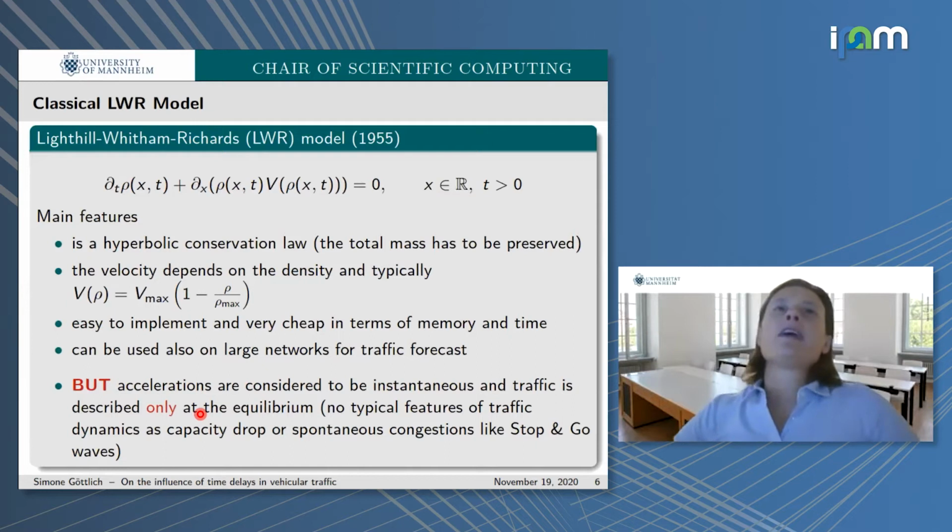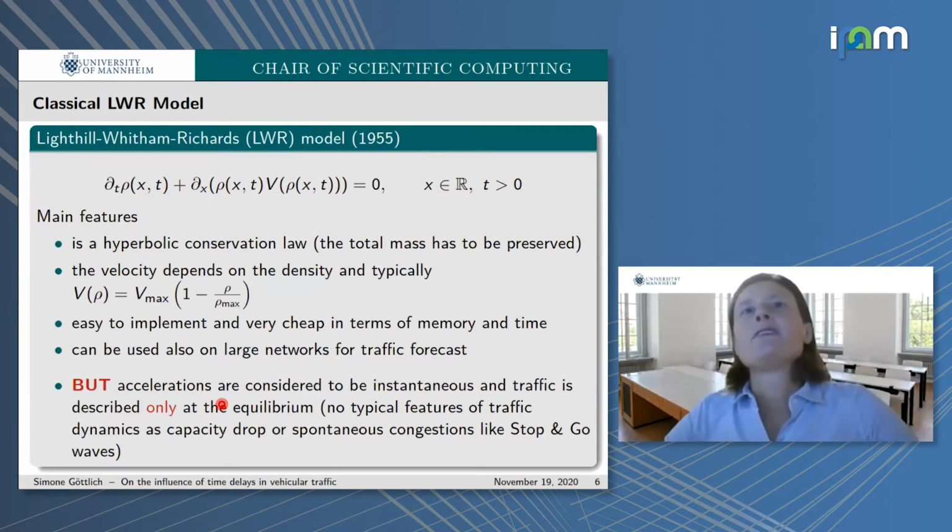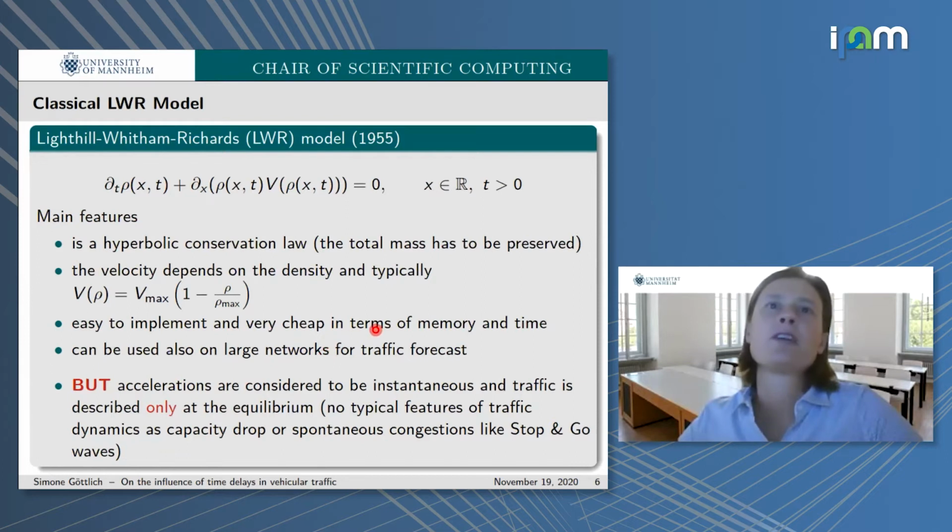Okay, so the LWR model dates back to the 50s and is given as a conservation law, where the main feature is that this type of equation is a hyperbolic conservation law, meaning that the total mass has to be preserved. The velocity depends on the density and is typically given by this relation here. And we all know that this model is easy to implement and very cheap in terms of memory and time, and can also be used on large networks for traffic forecast.